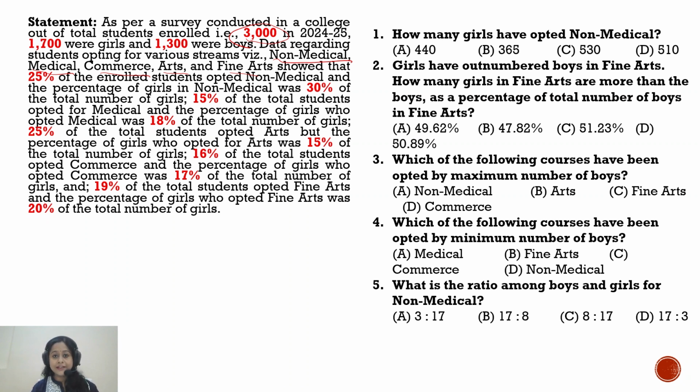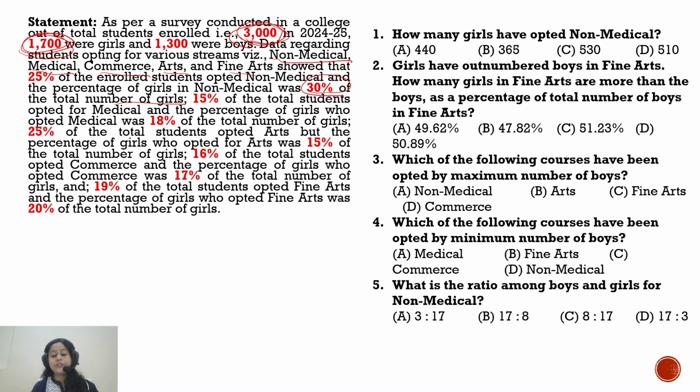And it showed that 25% of the enrolled students opted for non-medical. So 25% of total students, that is 25% of this 3,000 opted for non-medical, and the percentage of girls in non-medical was 30% of total number of girls. So only girls percentage is given for non-medical initially. So 30% of total girl students. So how many are the girl students? That is 1,700. So 30% of 1,700 were girls who opted for non-medical.